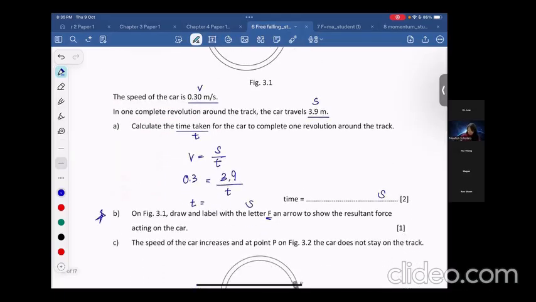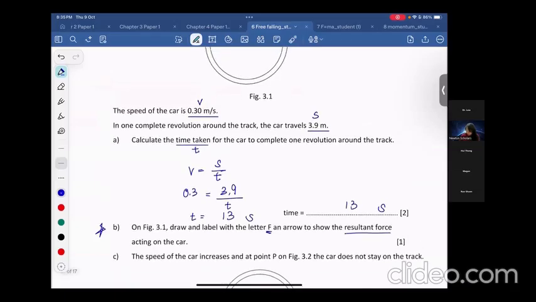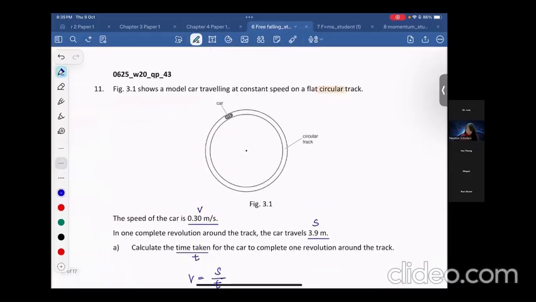Okay, thank you, Krista. Give us the answer. 13 seconds. Okay. Then can you draw the resultant force acting on the car? Where is the direction of your resultant force? It will always point towards your center.